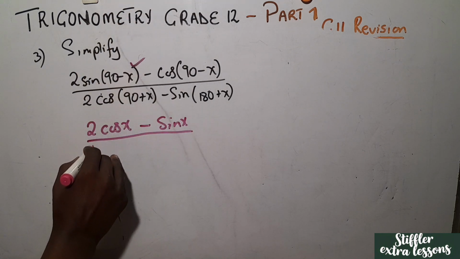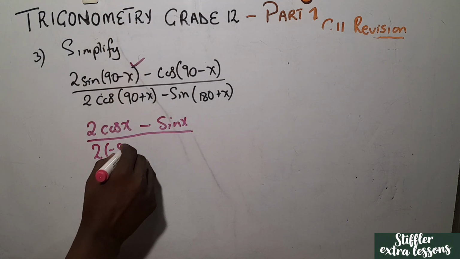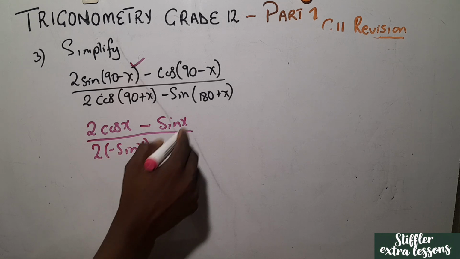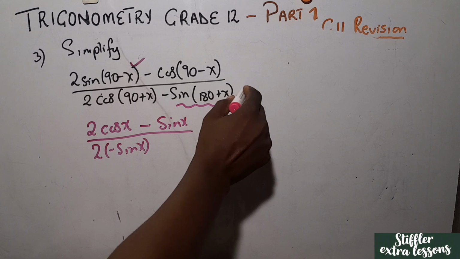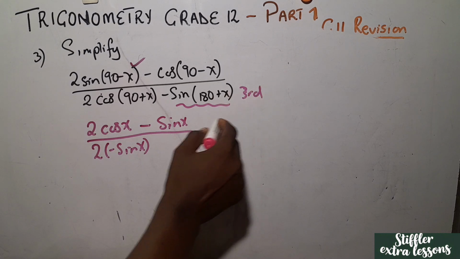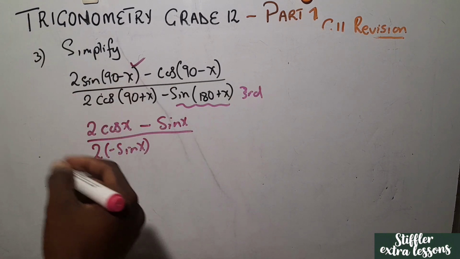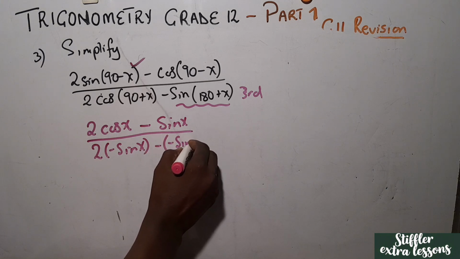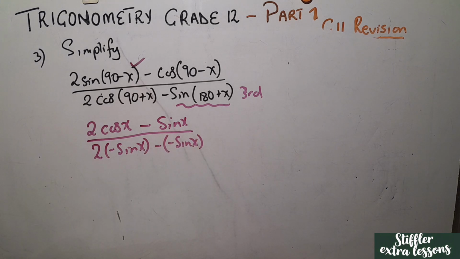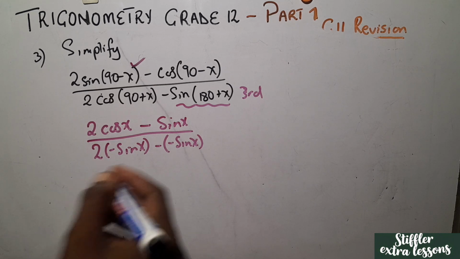So this is 2 negative sine x, and 180 plus, this falls in the third quadrant. So this is the third quadrant, and sine is negative there. So that would be negative sine x. Can you see that? So we solve that step by step, no rush.